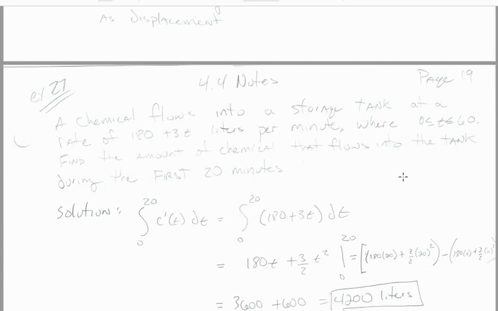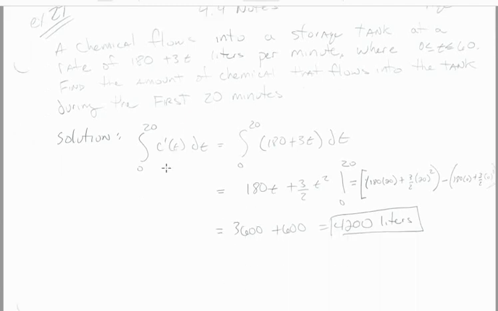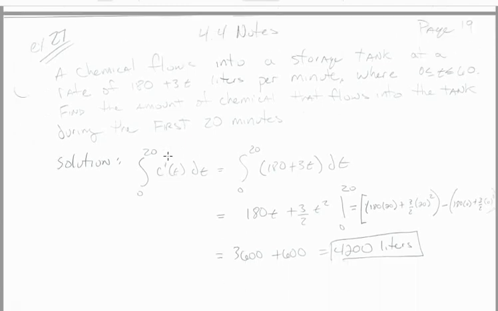Chemical flows into a storage tank at a rate of 180 plus 3t liters per minute, and t is between 0 and 60 seconds. Find the amount of chemical that flows into the tank during the first 20 minutes. That tells us how to set up our integral. We are just going to evaluate the integral and get the net change.